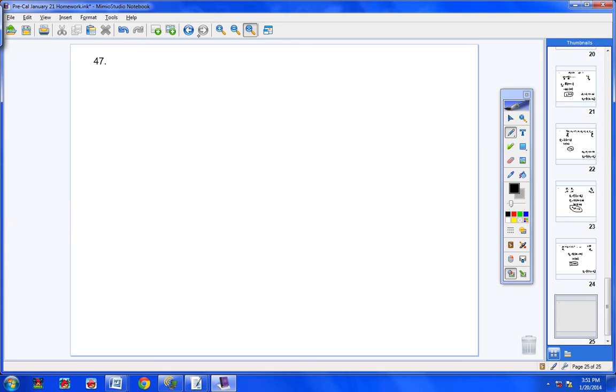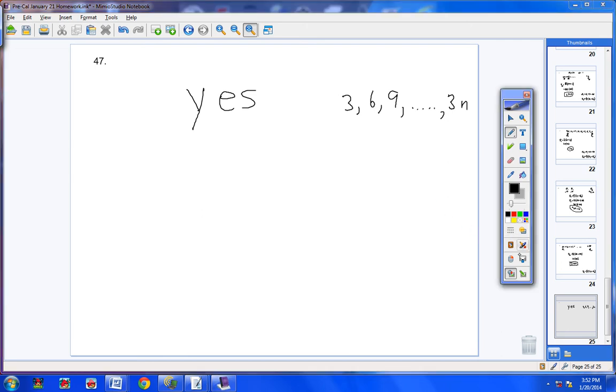In an industrial situation, it took 3 units of raw materials to produce 1 unit of a product. The raw material thus formed the sequence 3, 6, 9, because it takes 3 units, 3 units, 3 units. Is this sequence an arithmetic sequence? Well, I mean, this might be the easiest problem we do today. Number 47, yes. What are you adding over and over? Are you not adding 3 over and over? Sure you are.